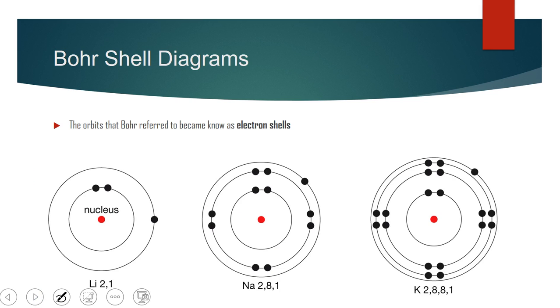These are the Bohr shell diagrams that you should be familiar with. In lithium, remembering our first shell can hold 2, it's 2, 1 because it has 3 electrons. Sodium has 11 electrons, so it's 2 in the first shell, followed by 8 in the second shell, and our valence shell has 1 electron. And then when we looked at krypton, we learnt that it was 2, 8, 18, 8.